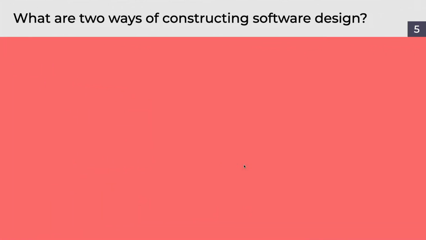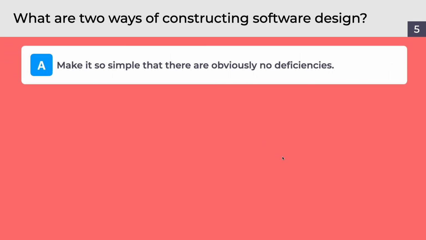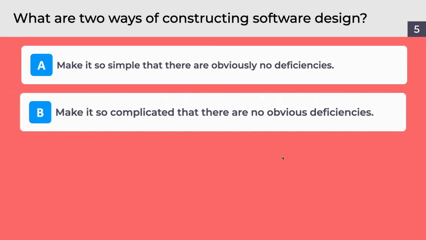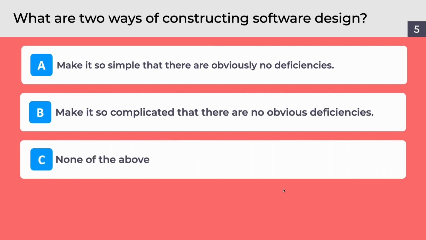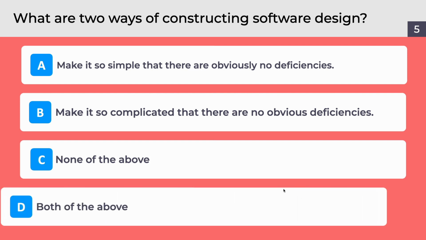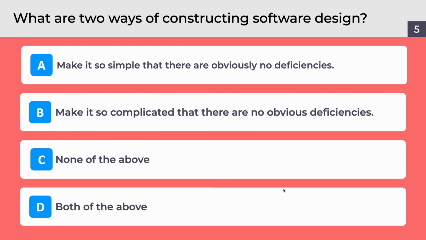Question 5. What are the two ways of constructing software design? Let's see what the choices are. Option A. Make it so simple that there are no obvious deficiencies. Yeah, I think I remember that one. Option B. Make it so complicated that there are no obvious deficiencies. So this one also seems correct. You can make a system such that all the deficiencies are not there anymore, but while doing so, the system becomes complicated. Option C, none of the above. And option D, both of the above. So I think we should go with both of the above, option D.